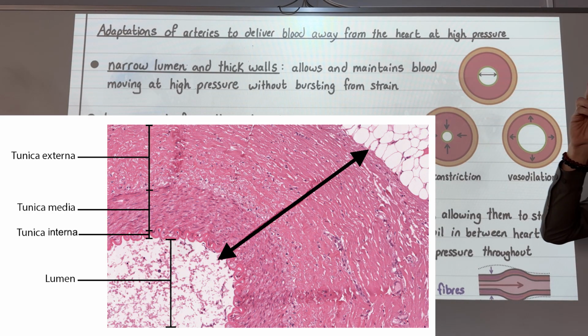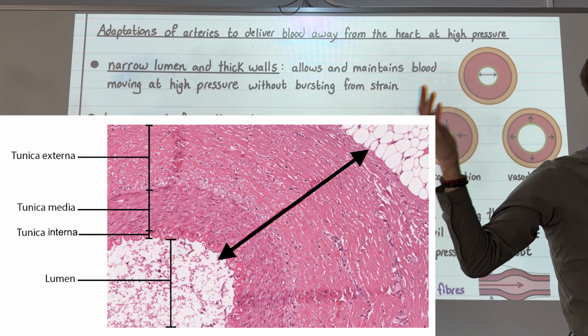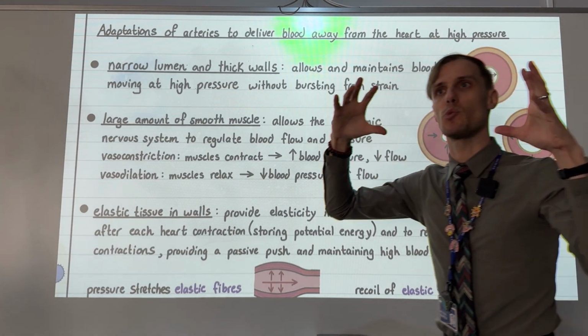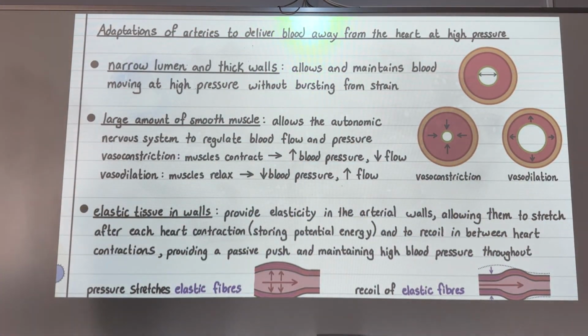And I say walls metaphorically here. They're not really cell walls, right? But the tissue layers are very, very thick. And that helps withstand the really high pressures going on in arteries.